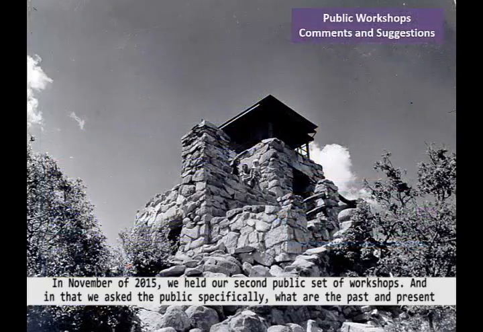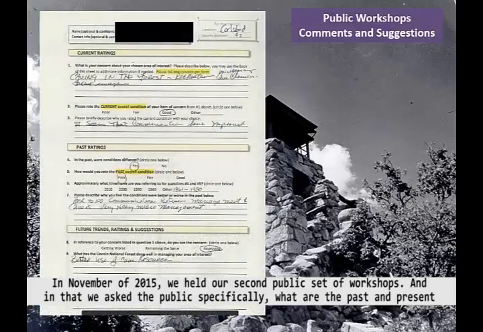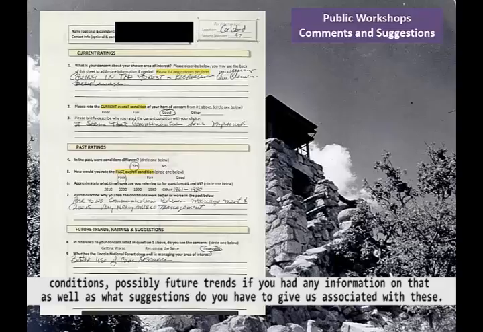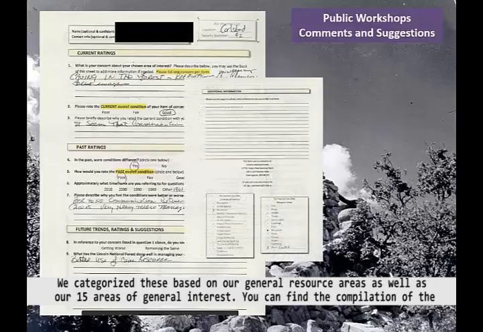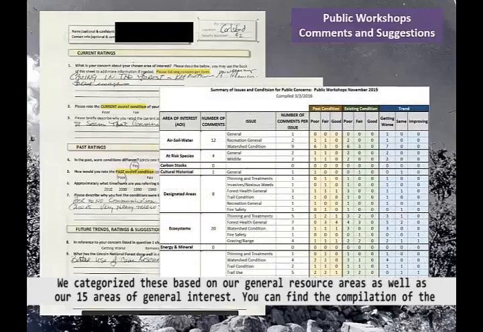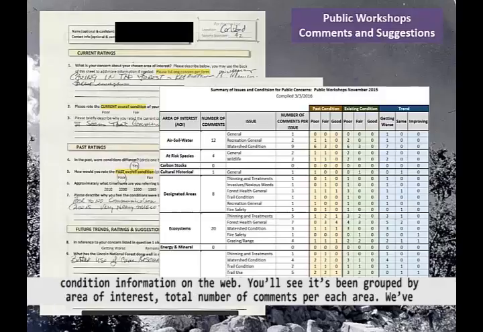In November of 2015, we held our second public set of workshops, and in that we asked the public specifically, what is your concern? What were the past and present conditions, possibly future trends if you had any information on that, as well as what suggestions do you have to give us associated with these. We categorize these based on our general resource areas as well as our 15 areas of interest. You can find the compilation of the condition information on the web.